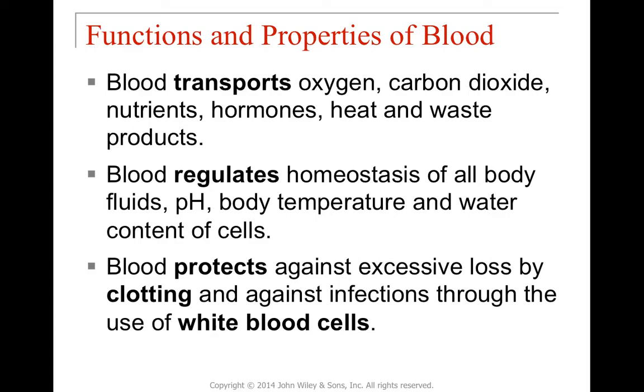So the function of blood is to transport things, right? Nutrients in, waste out. So it transports things like oxygen, carbon dioxide, different nutrients, hormones, heat, as well as waste products back out. It also regulates homeostasis of all of your bodily fluids. It regulates your pH, regulates your body temperature, and the content of water inside your cells. And it has clotting factors in there that are going to help regulate against excessive blood loss. And also it helps regulate against infections by using these white blood cells.